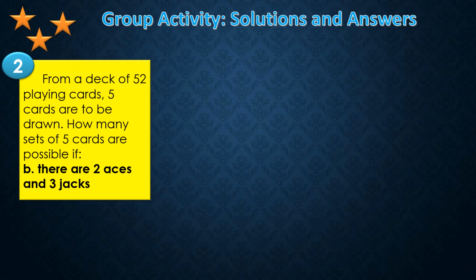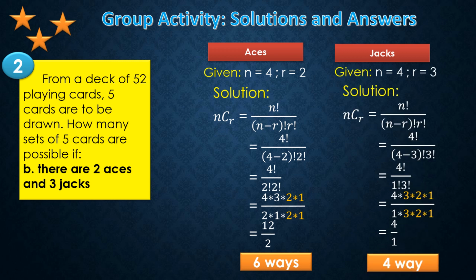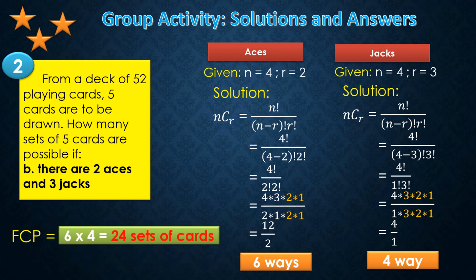Same given, 5 cards, but like in number 1, it has a division. Out of 5, we take 2 aces, then 3 jacks. Remember class, the aces to choose from in the cards are 4. We have the ace of 4 suits: spade, clover, diamond, and hearts. So the answer is 6 ways. And for jacks, we take three out of 4. That is 4 ways. So just multiply. 4 ways, class.